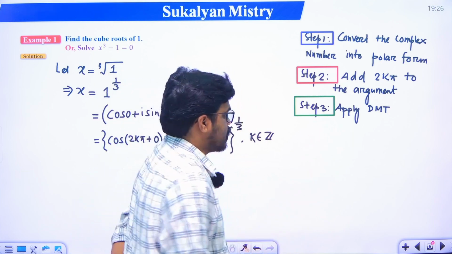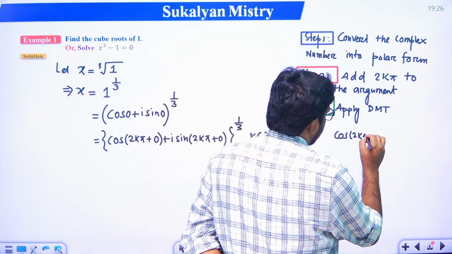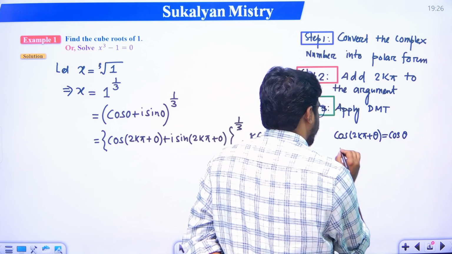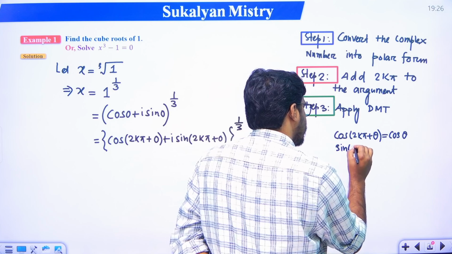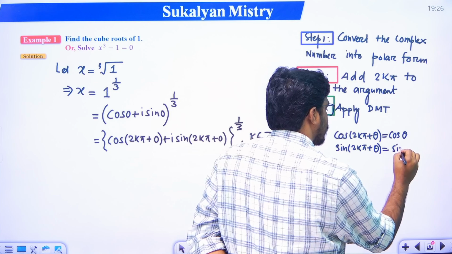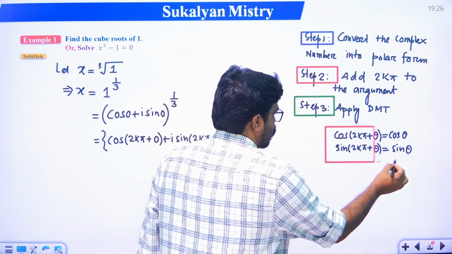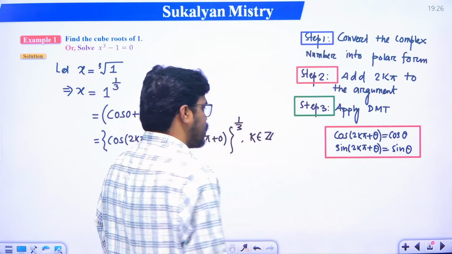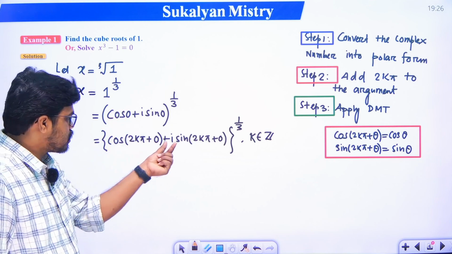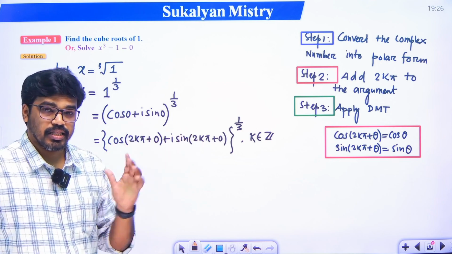Cos of 2k pi plus theta is basically cos theta, and sin of 2k pi plus theta is sin theta. So cos 2k pi plus theta is cos theta, and sin 2k pi plus theta is sin theta, right?